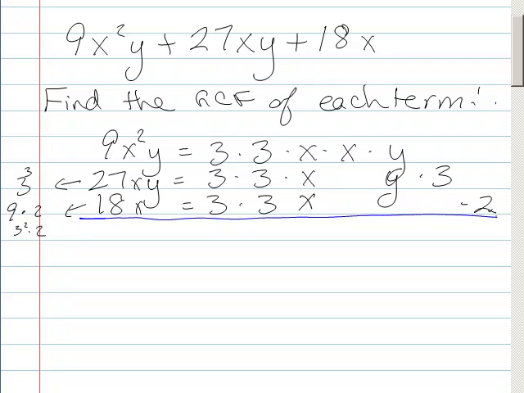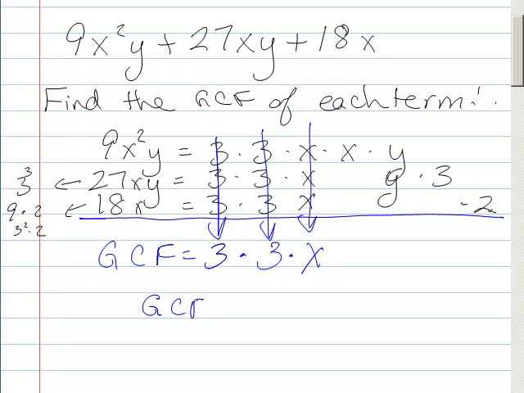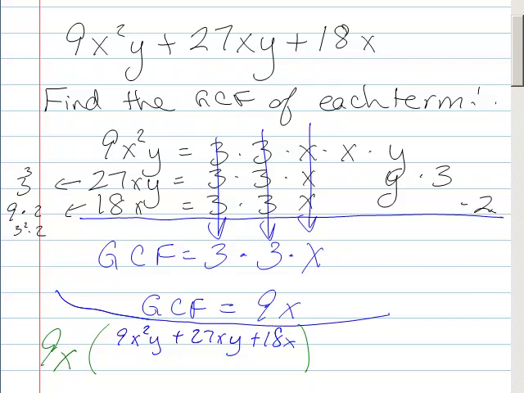Okay, so if I want to find my GCF, I pull these down. My GCF is all these things multiplied together, so my GCF is going to be 9x. That means I can factor a 9x out of that whole expression. So let's try that out. We're going to pull a 9x out of 9x squared y plus 27xy plus 18x.